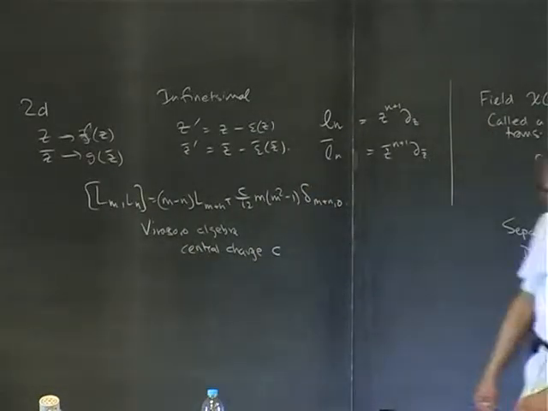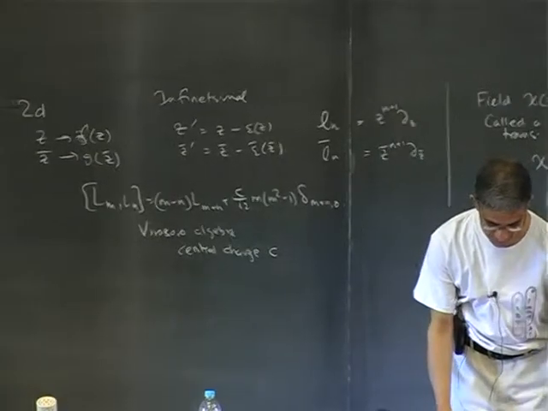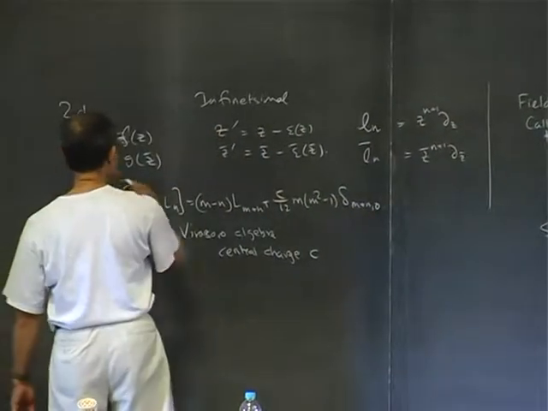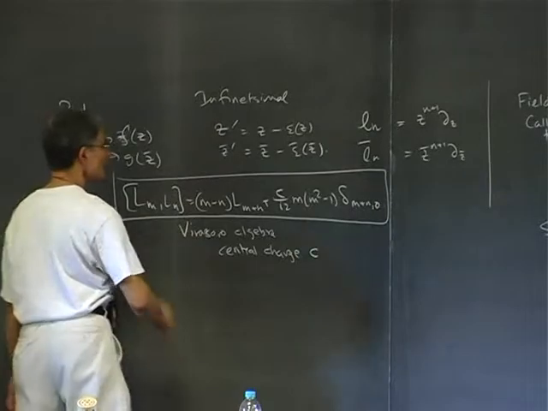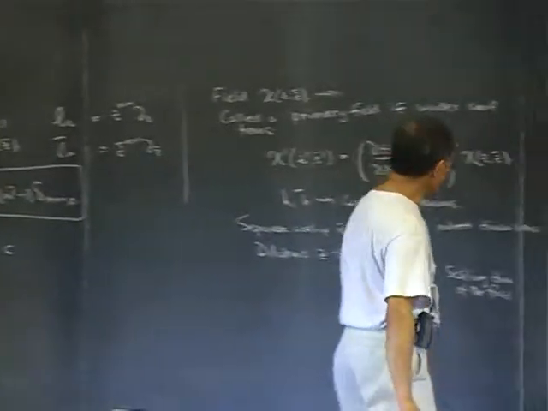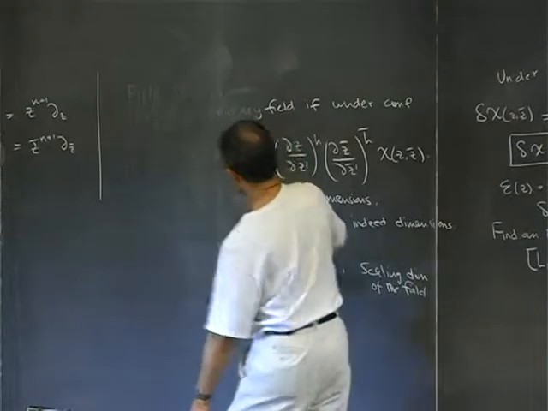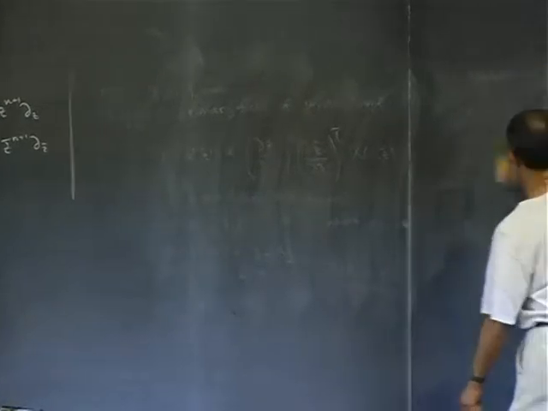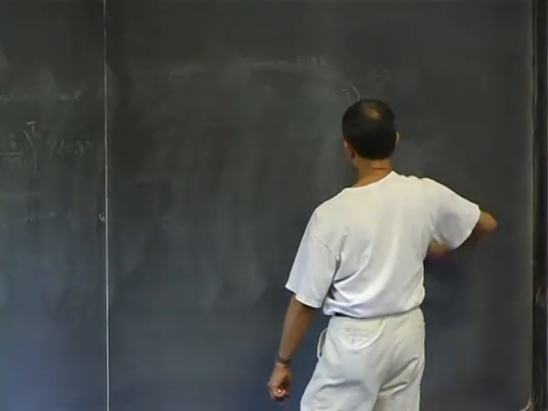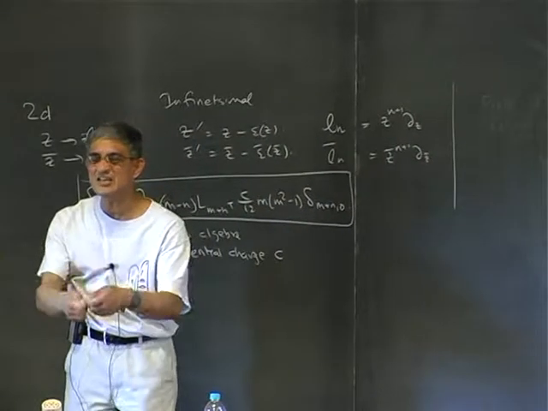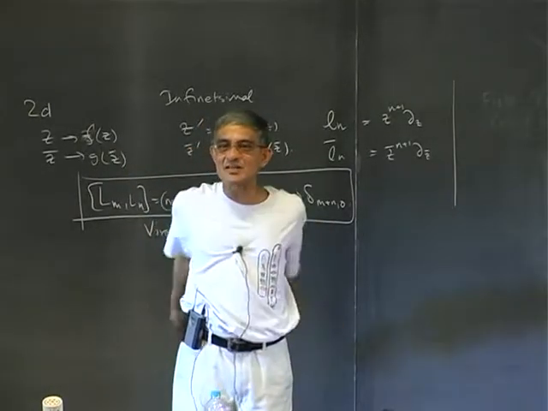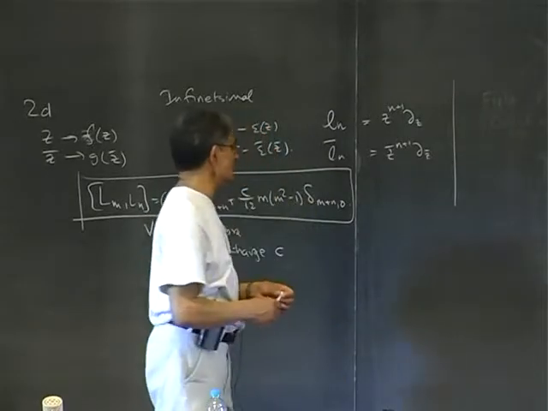Okay, so let's now go to higher dimensions. If you look at this algebra, this commutator, what you find is that there is a set of these generators where there is no central extension. If there is a central term in the algebra, what it really means is it's not really a symmetry. There's some problem with implementing the symmetry, some obstruction to implementing it.